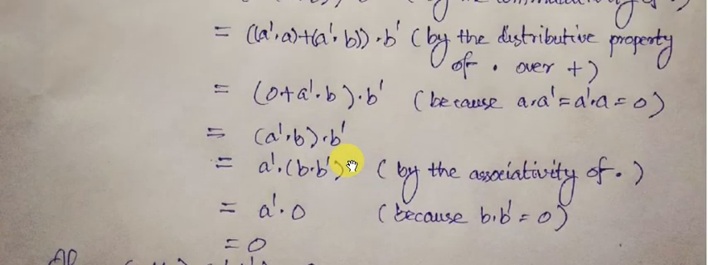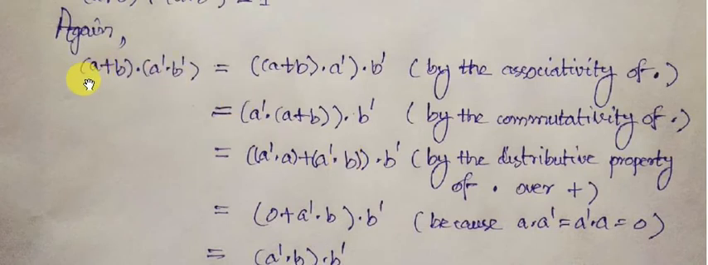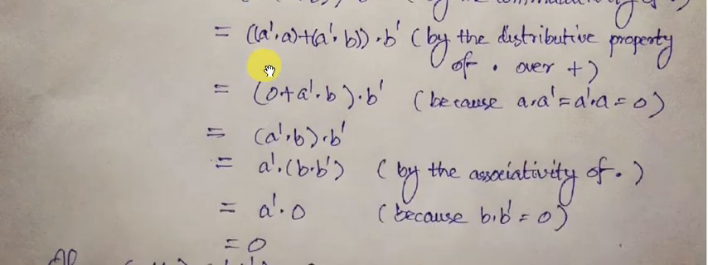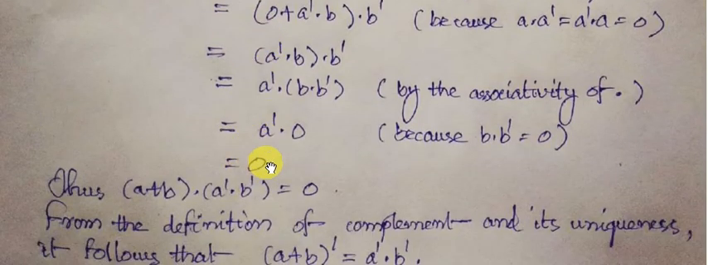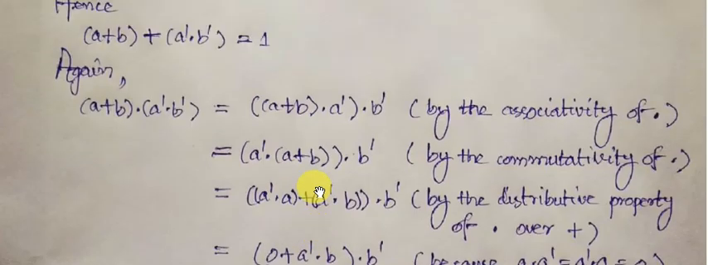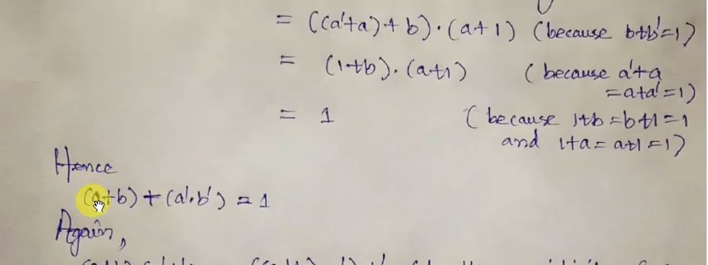So what we have obtained is that (a + b) into a complement into b complement is equal to 0. And we have also proved that (a + b) plus a complement into b complement is equal to 1.